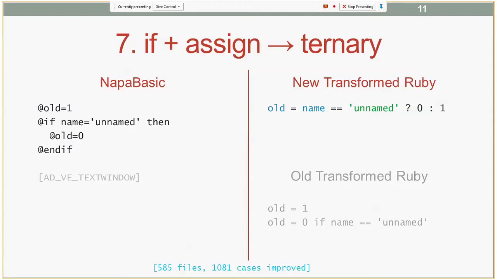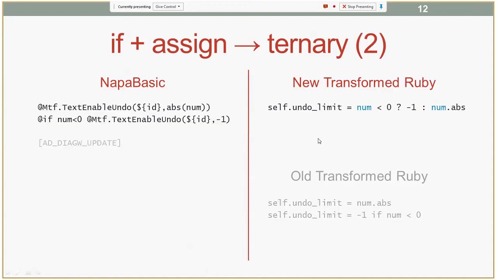Number 7. If and assign. Again, we have had more than 1,000 cases where in the original NapaBasic code we are setting one value for a variable and then we are conditionally setting another value. Now, the old transformed Ruby was just transforming exactly that, setting one value and then conditionally setting another value. But now we are converting that automatically to this kind of ternary expression where we are setting the value directly based on the value of the expression. So, simplification.